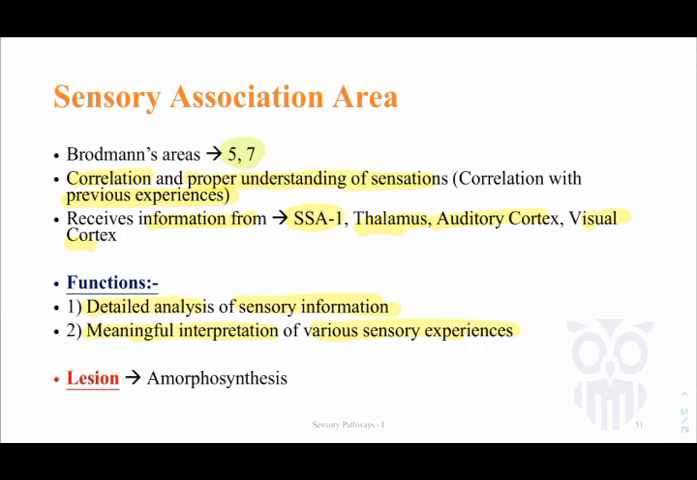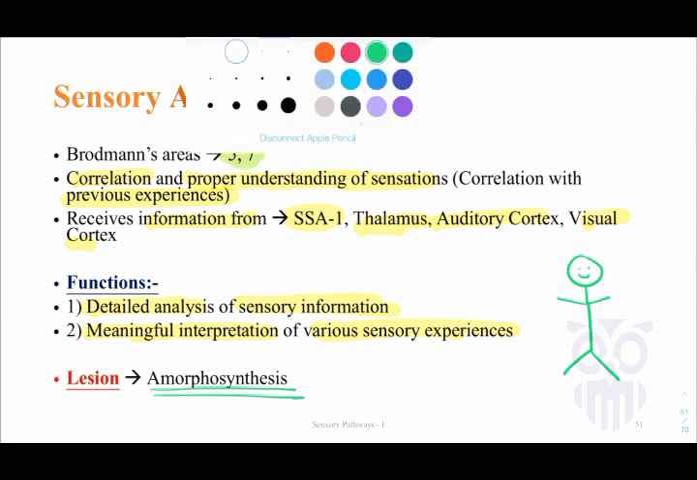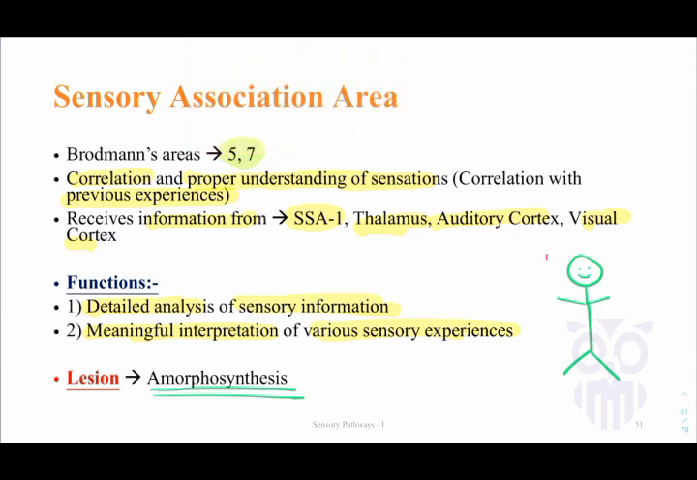Now there is a lesion. This is a clinical question. I'm going to tell you what is amorphosynthesis. Okay, imagine, so this is our person. What happens? He has a lesion to the sensory association area. This is right side and this is left side. He has a left side lesion of his sensory association area. So which side will be affected, right or left? Yeah, the right side will be affected. So what happens? Suppose he sees a cup.